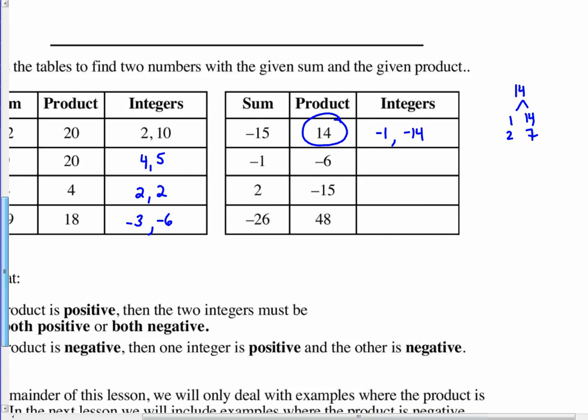Now notice, if we want a positive product, the signs of the 2 numbers are the same. They're either both positive or both negatives. Okay, let's try this one. Sum of negative 1 and a product of negative 6. So how can you multiply to 6? 1 and 6 and 2 and 3. So what would be my two numbers? We want to sum to negative 1. We want the bigger one to be negative, so that our sum, would you agree that negative 3 plus 2 is negative 1?